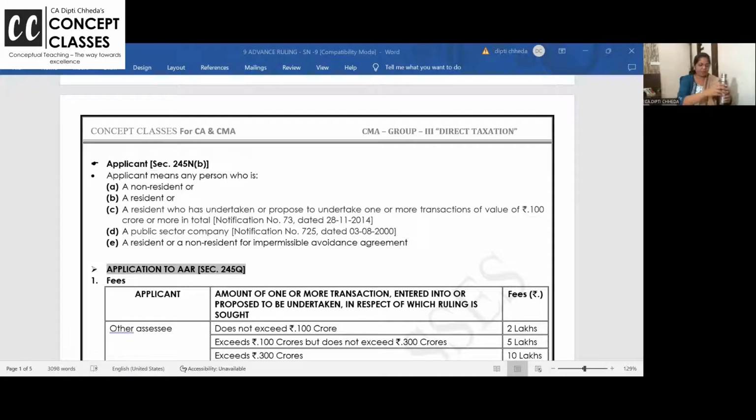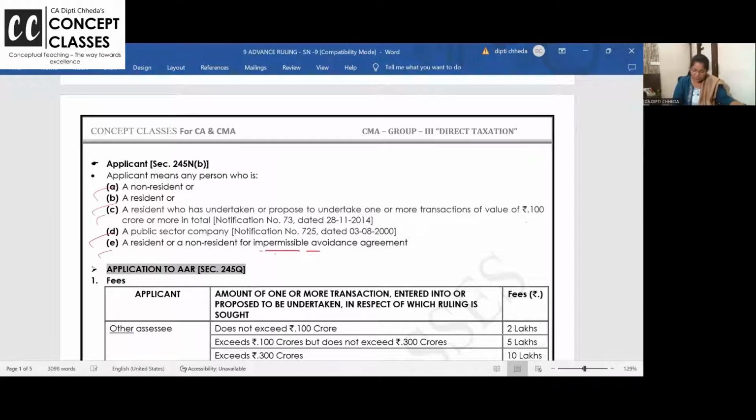Chalo. Same, 245N. Now these sections and subsections, I leave it to you. If you remember, fine. If not, one or two important ones I'll tell you, write those. It will be very impressive. Applicant means a non-resident, a resident with a transaction above 100 crores, PSUs, and a resident or non-resident for an impermissible avoidance agreement.